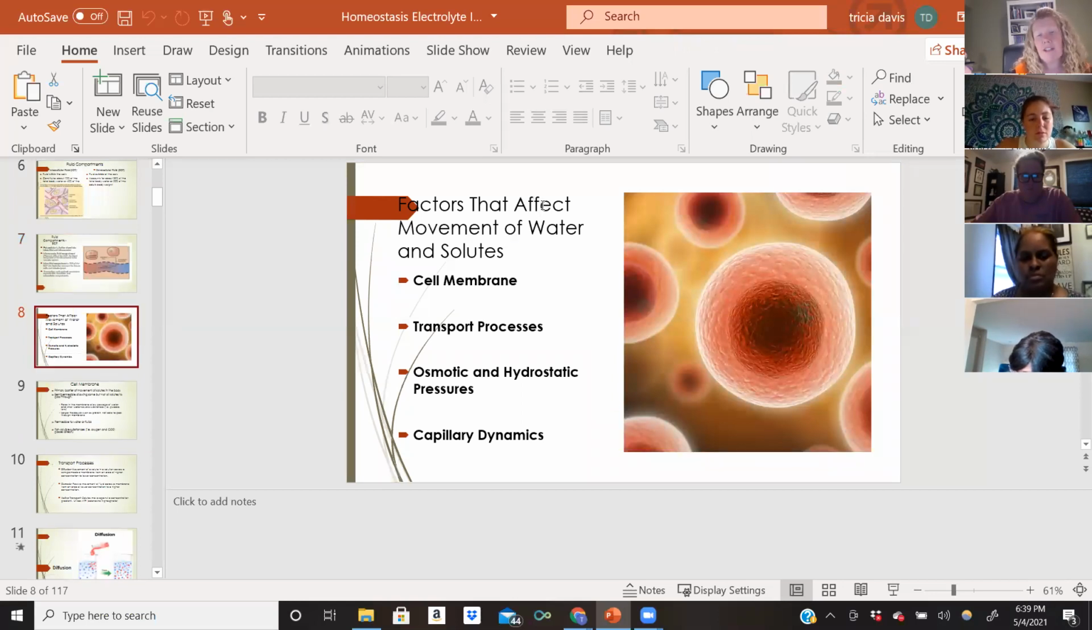So what are some factors that affect the movement of water and our solutes? So obviously our cell membrane, we're going to talk more in depth about these. So your cell membrane, so what kind of permeability does your cell have? What can get through, what can get out? Our transport processes, how does it go? Does it go on its own? Does it need a little bit of ATP to push it through? We're going to talk about osmotic and hydrostatic pressures. And then we're going to talk about the dynamics of our capillary system.